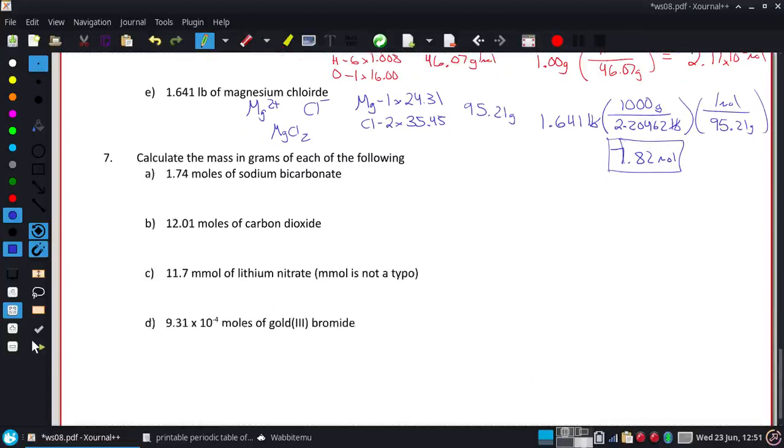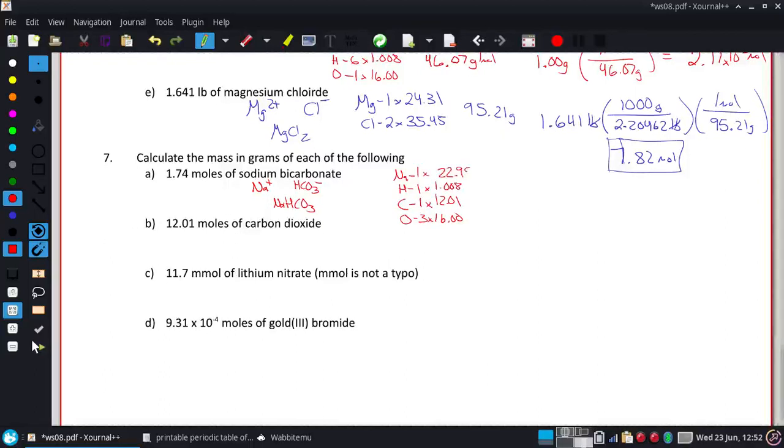Very similar, but giving you moles, and we just need to convert these to grams. So we're going to need molecular weights. So sodium bicarbonate, sodium is Na+. Bicarbonate, also known as hydrogen carbonate, is HCO3-. So sodium bicarbonate is NaHCO3. There's 1 sodium, there is 1 hydrogen, there is 1 carbon, and there are 3 oxygens. Altogether, sodium bicarbonate weighs 84.01 grams per mole.